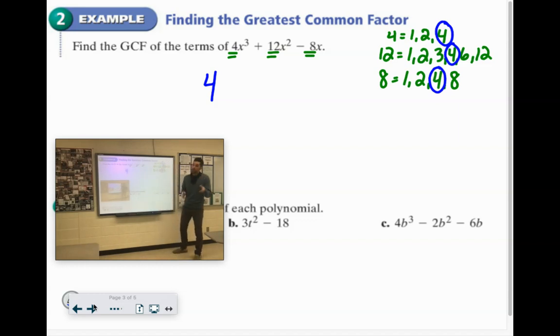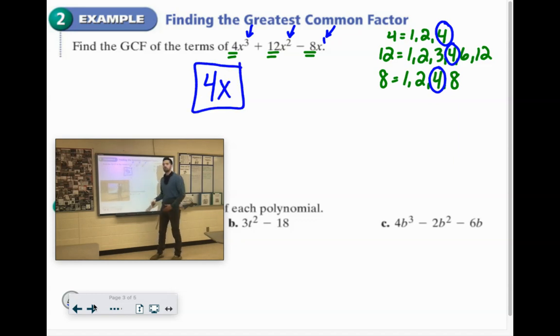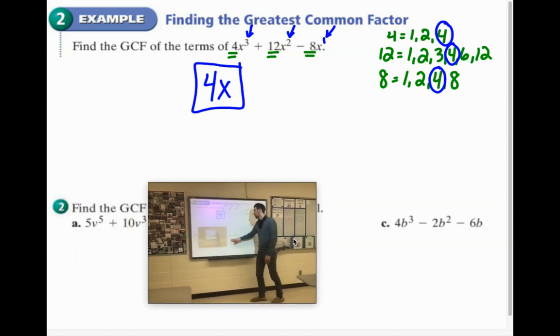Now, as far as the variables, the greatest common factor would be, they all have at least x to the what power? Well, this one has 3, this one has 2, this one just has 1. So they all have at least x to the first power. So 4x would be our greatest common factor. It's the largest term that goes into all three of those terms. We're going to need to do that when we actually factor these in the next set of problems.